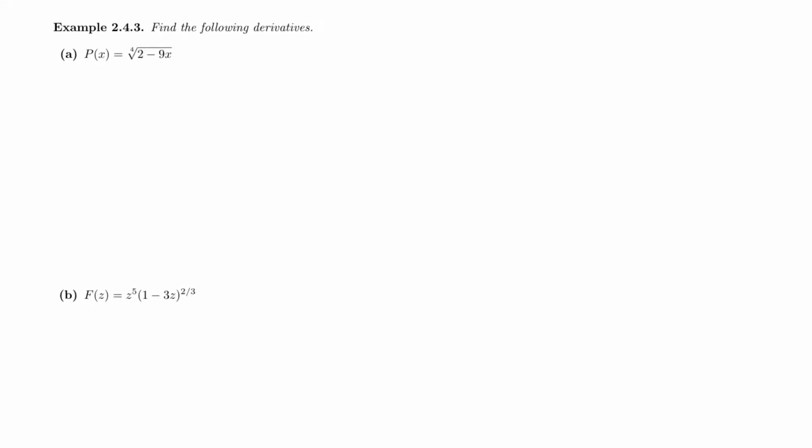So let's do a derivative. So first of all, we have p of x is equal to the fourth root of 2 minus 9x, which we can rewrite as 2 minus 9x raised to the 1/4 power.